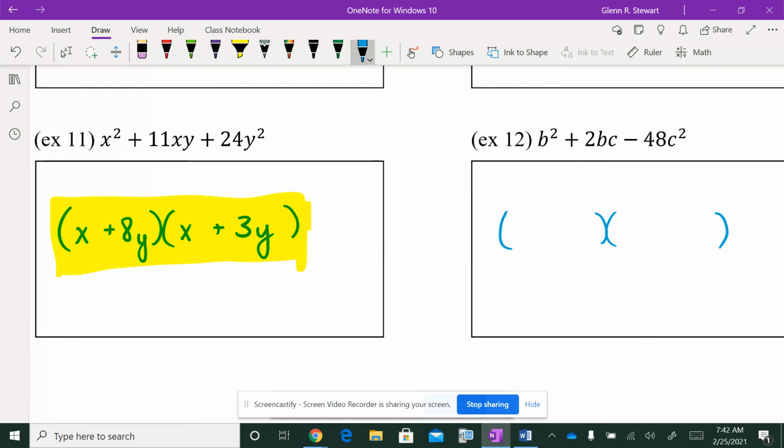Okay, what's going to multiply to give us -48 and add to give us +2? Hannah? 8 and negative 6. Okay, so this will be b plus 8c, and b minus 6c. And you can also interchange these. It could be b minus 6c first, and then b plus 8c.